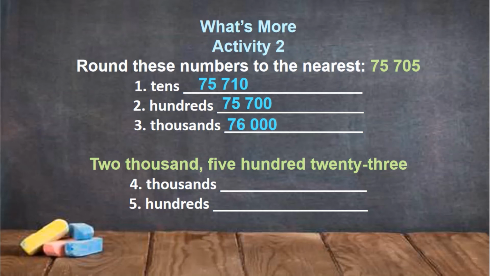Next, 2,523 rounded to the nearest thousands is 3,000. 2,523 rounded to the nearest hundreds is 2,500.